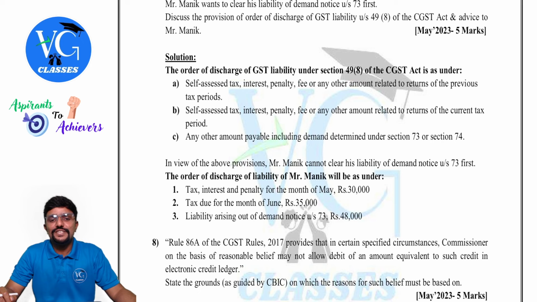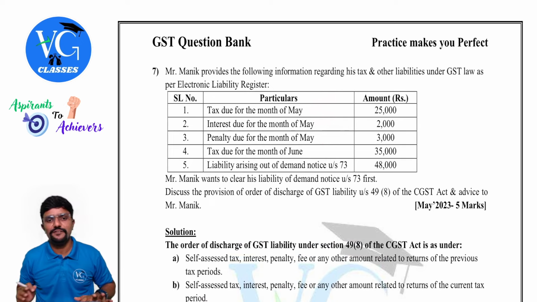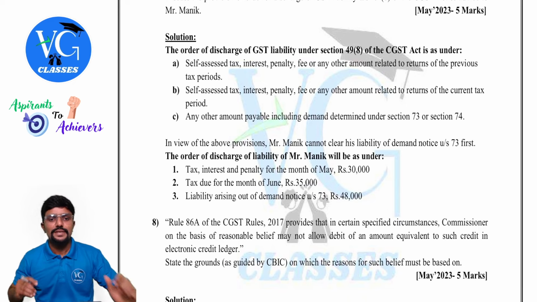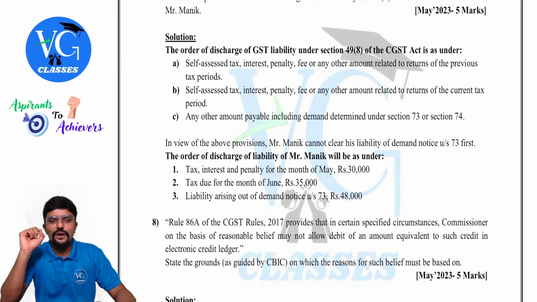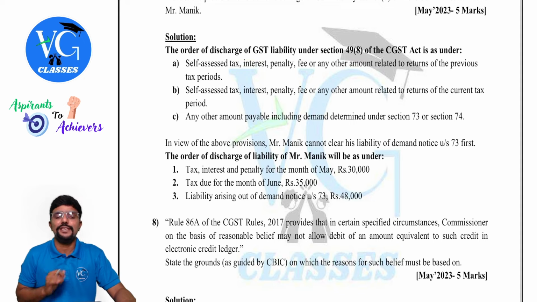The order of discharge of GST liability under section 49 subsection 8 of CGST Act is as under. First, self-assessed tax, interest, penalty, fee or any other amount related to returns of the previous tax period should be paid. So first paid for me. All these 3 amounts has to be paid first. Next this amount. Last is 48,000. B. Self-assessed tax, interest, penalty, fee or any other amount related to returns of the current tax period. C. Any other amount payable including demand determined under section 73 or 74, guys. You have to follow the same sequence.